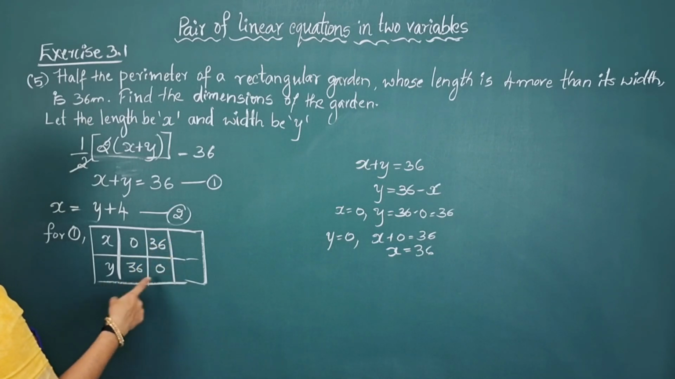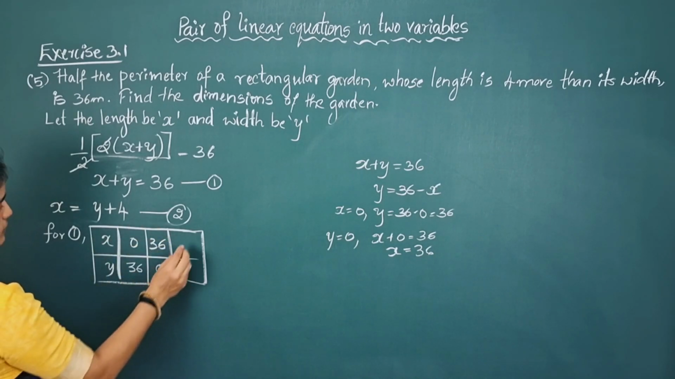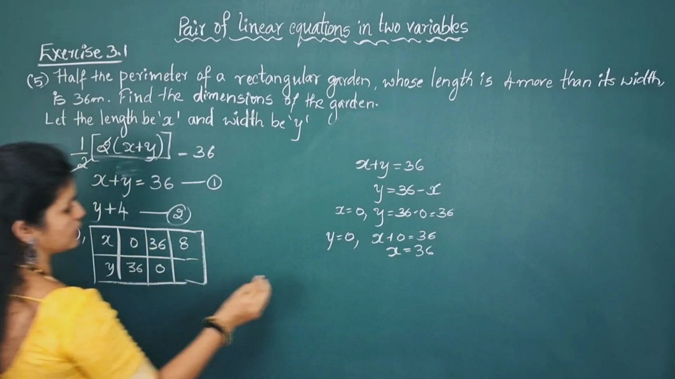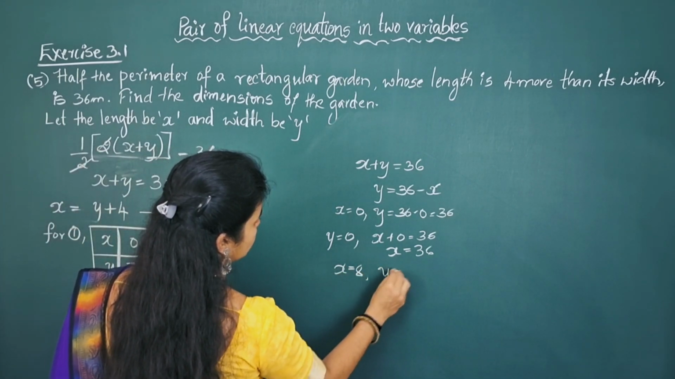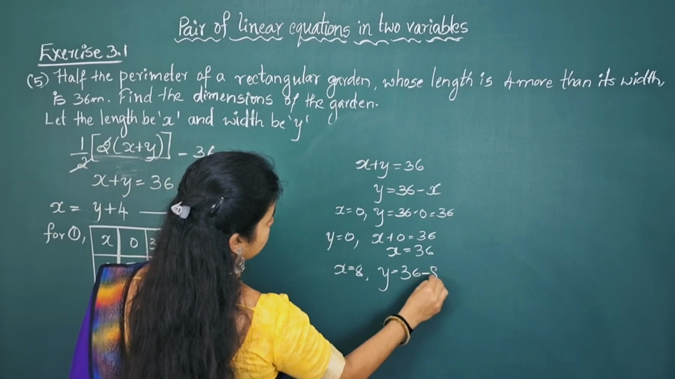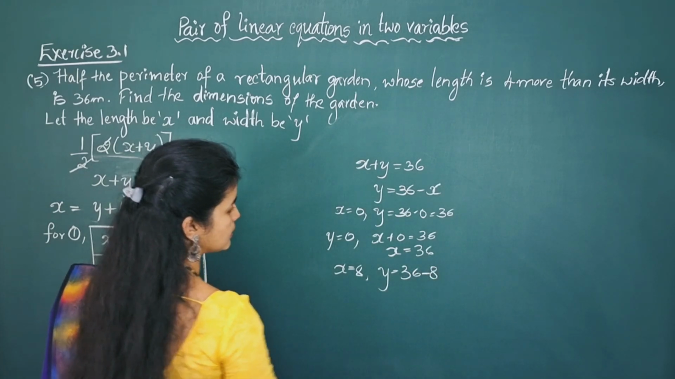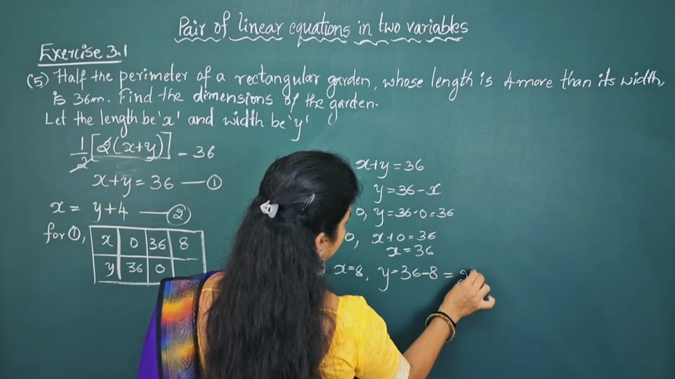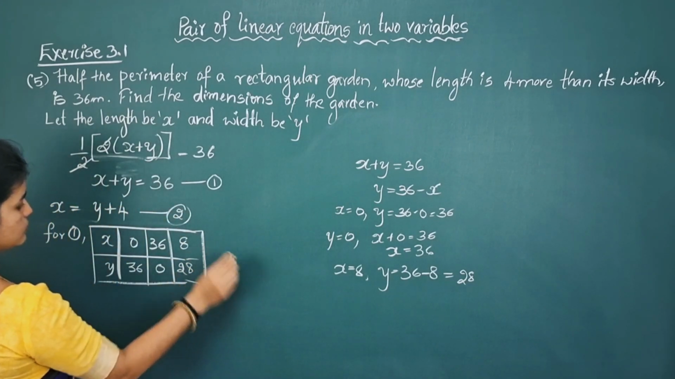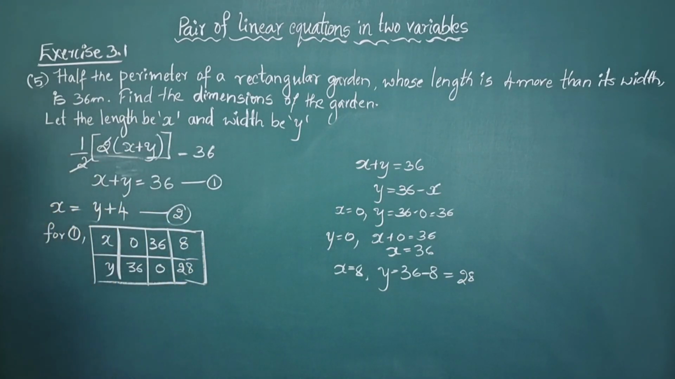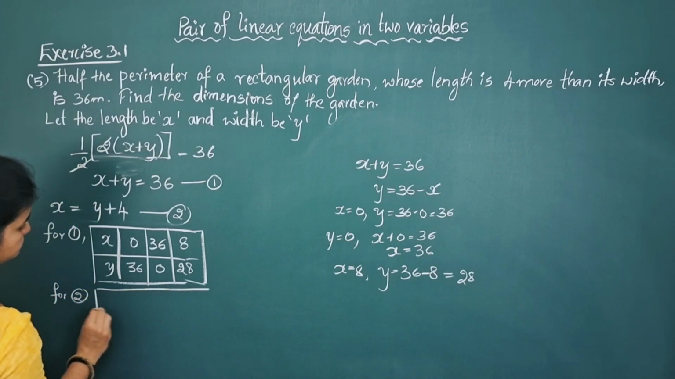Now let us take when x is 8. When x is equal to 8, y is equal to 36 minus 8, so that's equal to 28. ಈ ಮೂರು ವ್ಯಾಲ್ಯೂಸ್ ಅನ್ನ ತಗೊಳ್ಳುವ. Now for the second equation, let us draw the table.